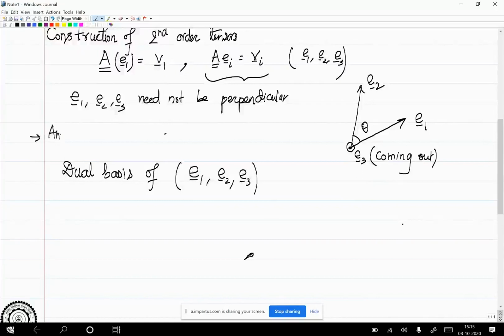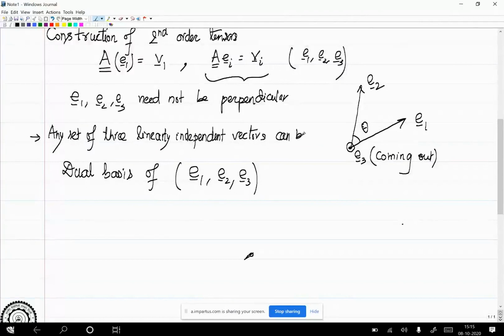Let me also write this here. Any set of three linearly independent vectors can be a basis for R3. Okay, and then for such a basis we can talk of what is called dual basis also, and they are defined in the following way.